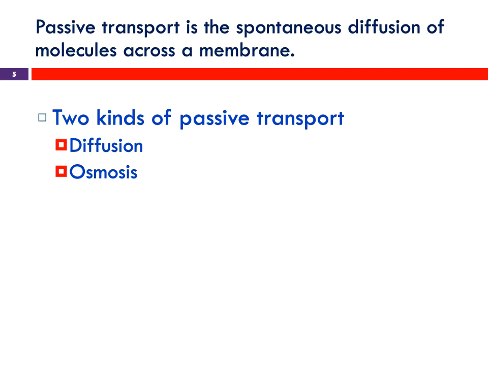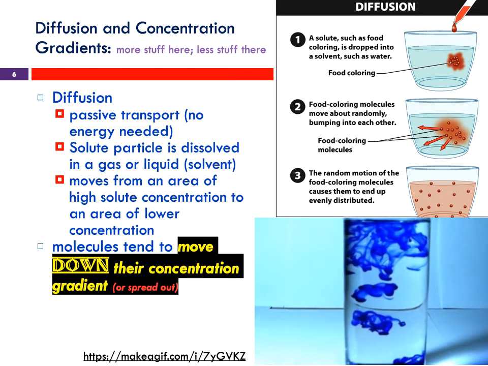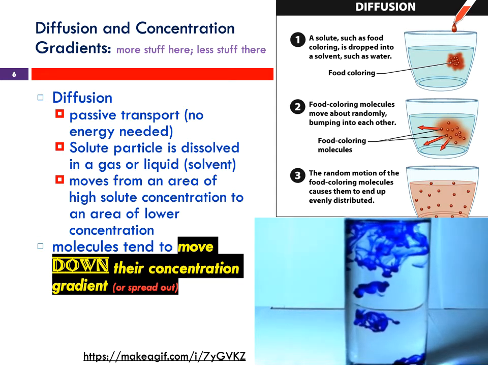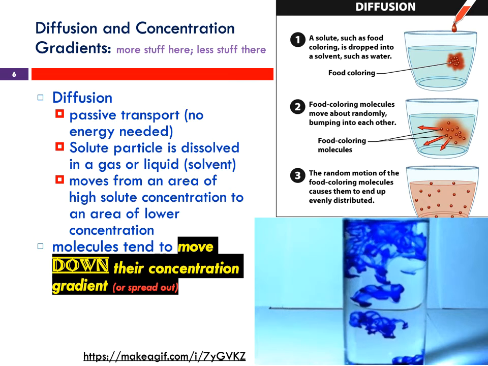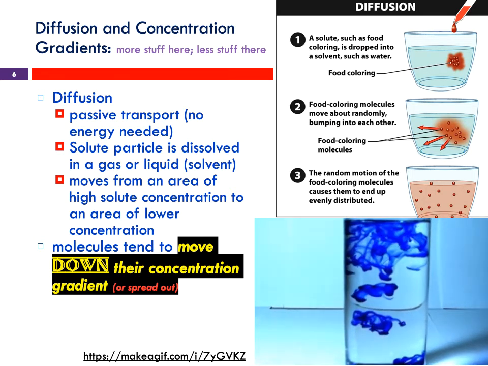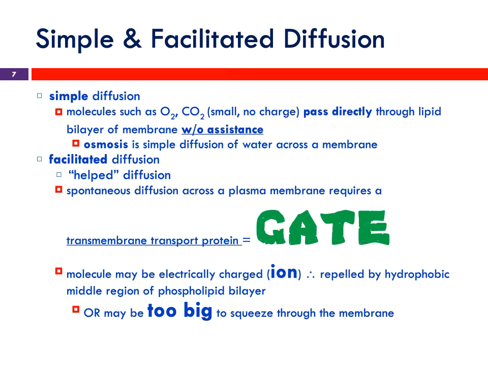But first, passive transport. You have two major options, diffusion and osmosis. Diffusion, no energy is needed. It's going to be dissolved in water, and you've got a drop of food coloring in water showing you how things are diffusing. Diffusing, molecules tend to move down their concentration gradient or spread out. That is simple diffusion. They move on their own without any help.